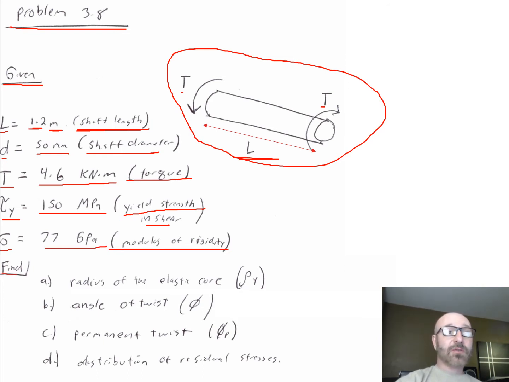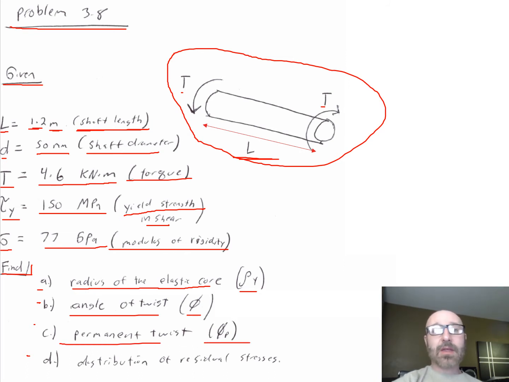Now, they want us to find four different things. I clearly write these out. Not only do I separate these out as A, B, C, and D, so I can come back and make sure I'm solving every single thing they asked for, but I have also written out what they asked. The radius of the elastic core, what is that variable? That variable is my rho sub y. My angle of twist, that variable I'm solving for is my phi. The permanent twist, well, that's my phi sub p. And then lastly, I have the distribution of the residual stresses, which is going to be that diagram that we're going to draw, similar to what we saw earlier within this module.